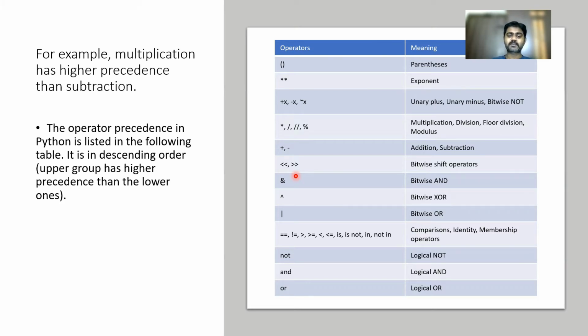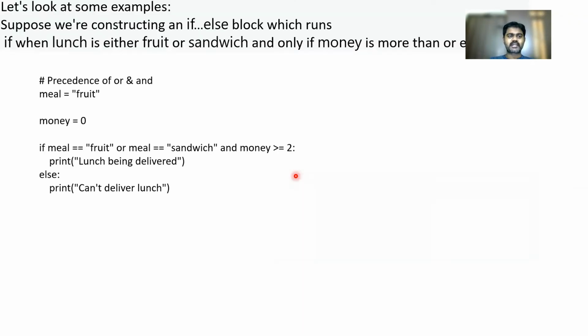During these expressions, when we get operators of the same priority, which one will be evaluated first? Let's see an example for that. Next is logical NOT. Next is logical AND. And the last priority is logical OR. So logical OR has the least operator precedence or priority. Let's look at some examples.